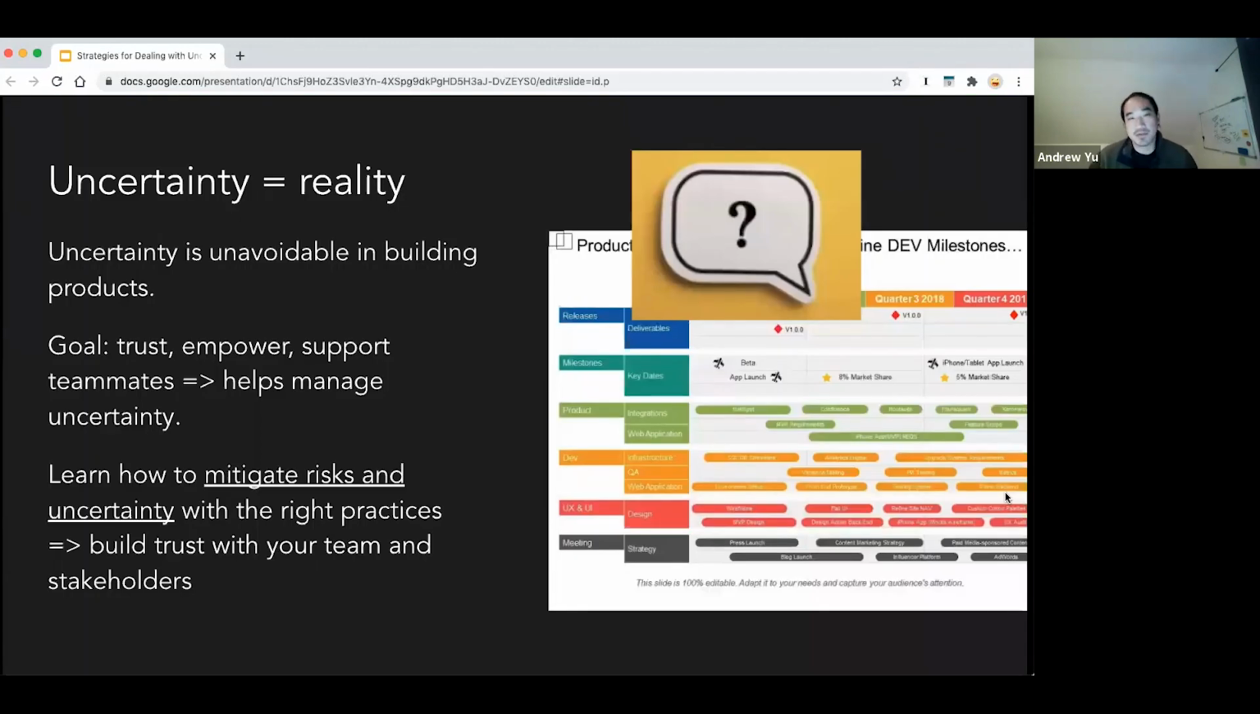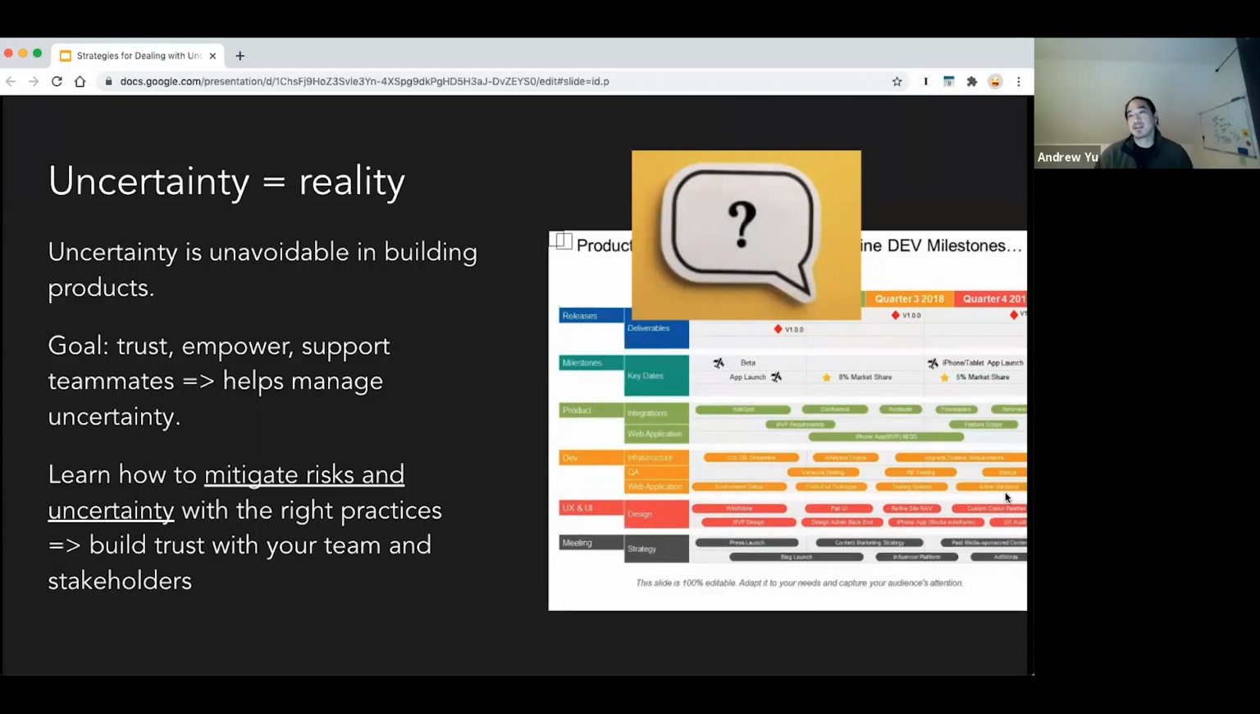Okay, so why is uncertainty reality? Well, uncertainty is unavoidable in building products because the simple fact is that it's just really complicated. Anytime you have moving pieces, you have milestones, you have releases, you're working at the intersection of different teams. Everyone has different expectations, everyone has different goals. You boil all of that down into uncertainty, and understand that it's unavoidable in building products, by definition of the role we have.